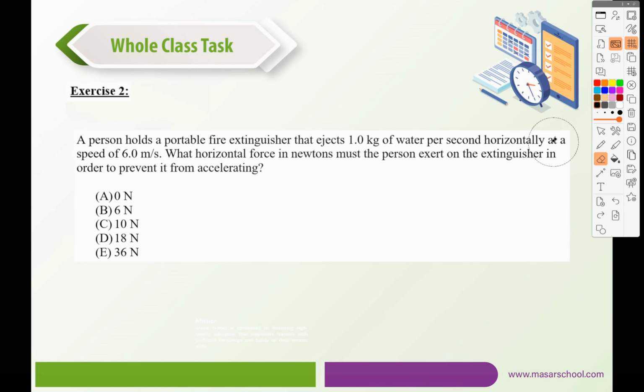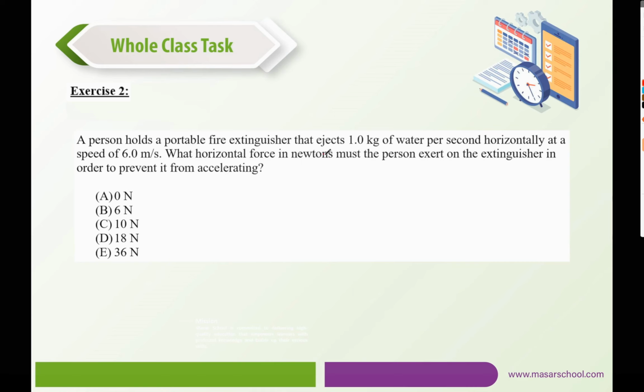Now exercise 2. A person holds a portable fire extinguisher that ejects 1 kilogram of water per second horizontally at a speed of 6 meters per second. What horizontal force in newtons must the person exert on the extinguisher in order to prevent it from accelerating? So in order to prevent acceleration, the force exerted by the person on the portable fire extinguisher and the force exerted by the extinguisher on the person should be equal.